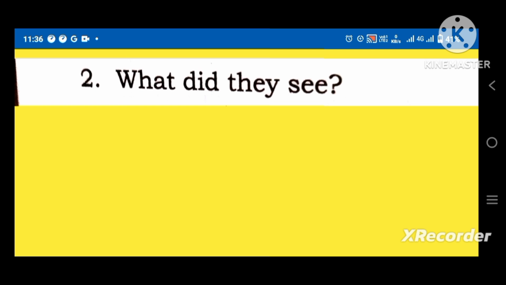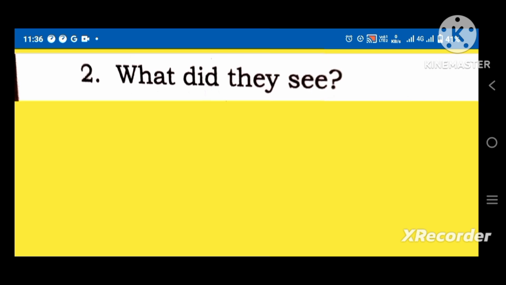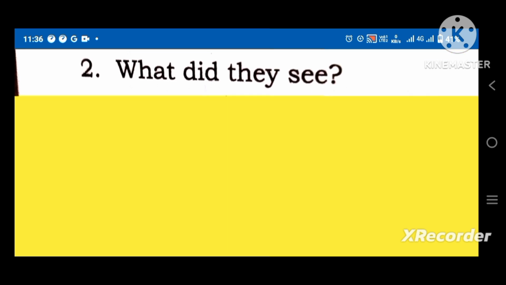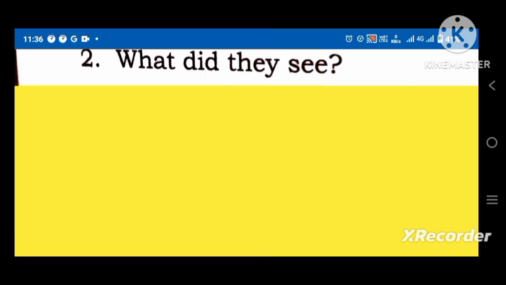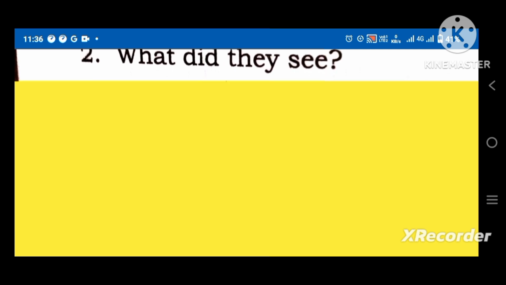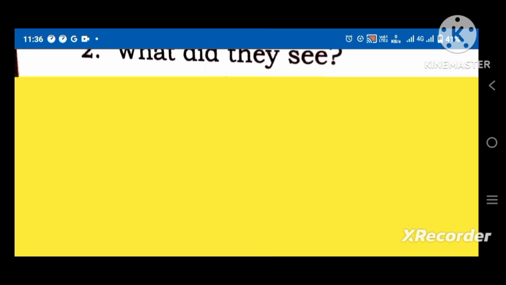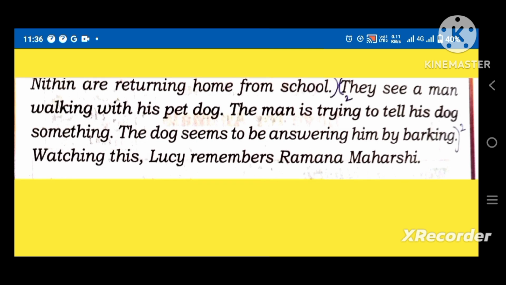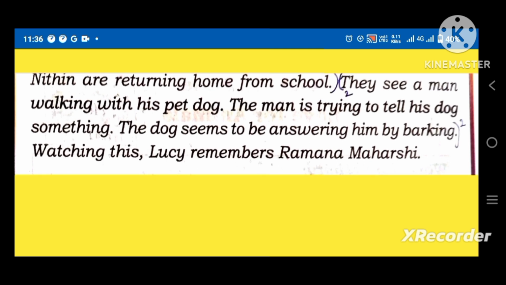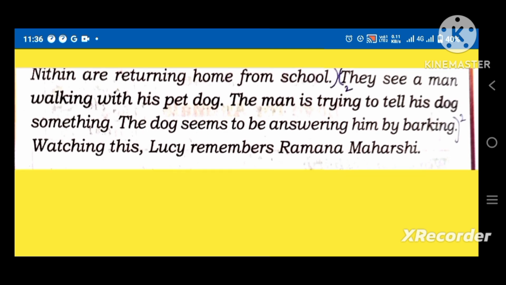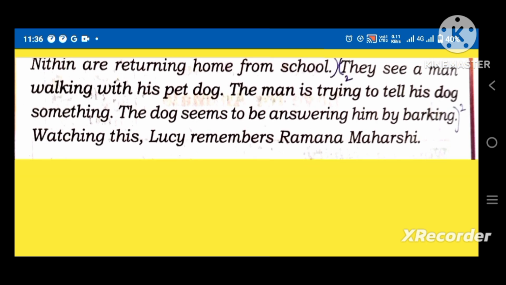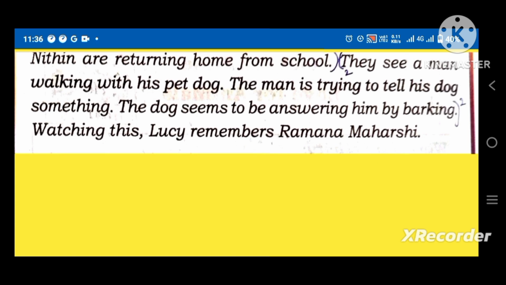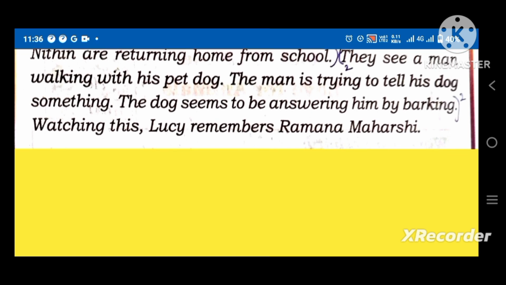Second question: What did they see? They see a man walking with his pet dog. The man is trying to tell his dog something. The dog seems to be answering him by barking.